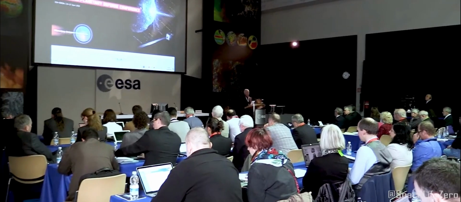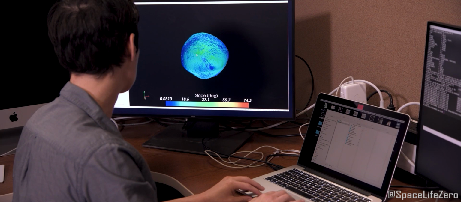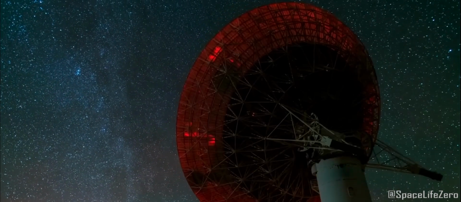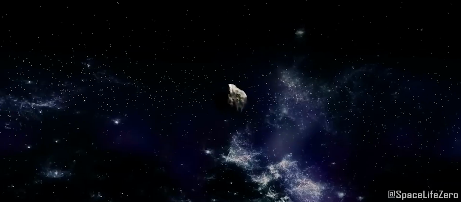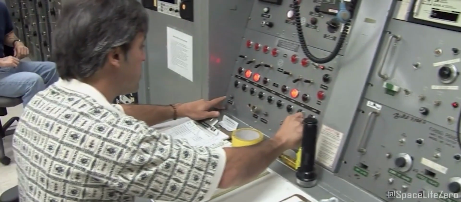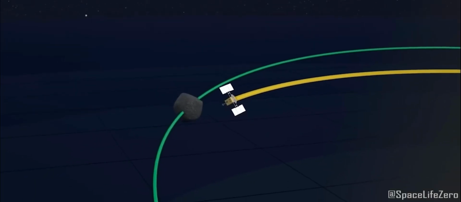NASA and other space agencies around the world closely monitor any objects approaching close to our planet. They have advanced telescopes and tracking systems that allow them to predict an asteroid's path with incredible accuracy. These experts ensure that we have all the information we need to understand and mitigate any potential risks.